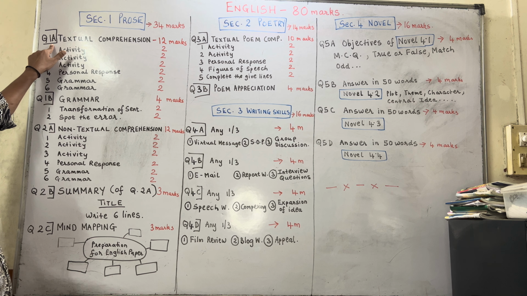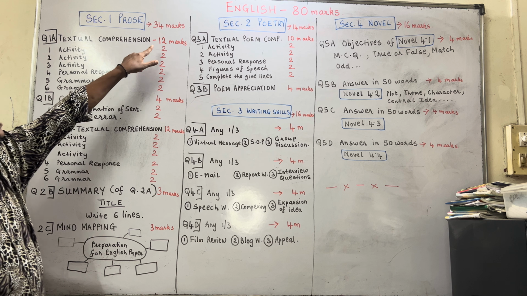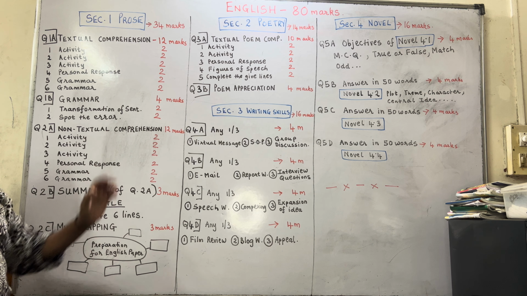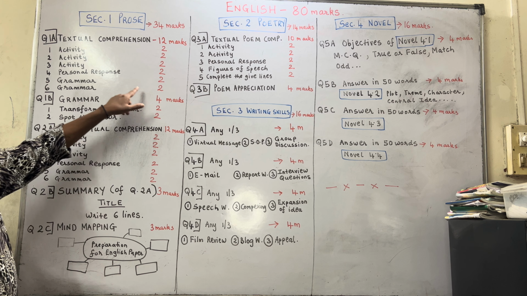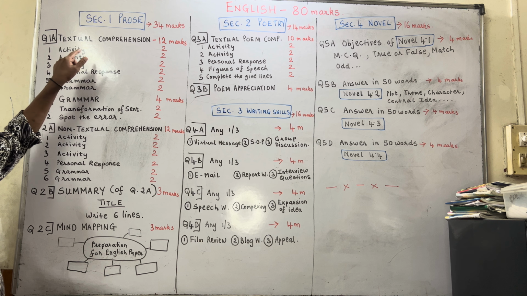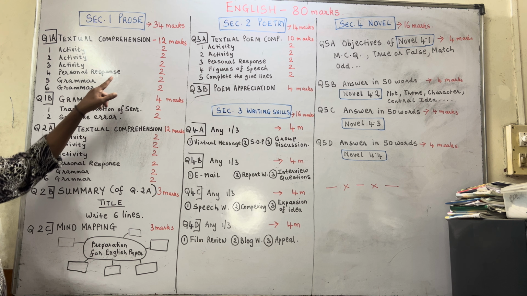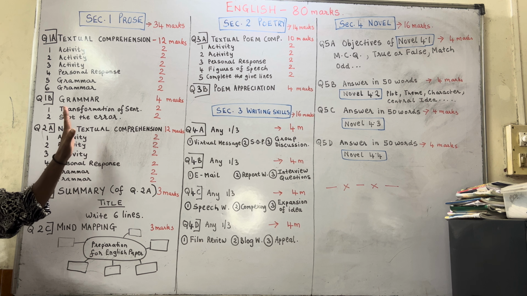Okay, so section 1 prose 34 marks. The question number 1 textual comprehension, which carries 12 marks. So there are 6 questions, 2 marks each. First 3 are activity based, that you have to find from the passage, 2 marks each, all activity.